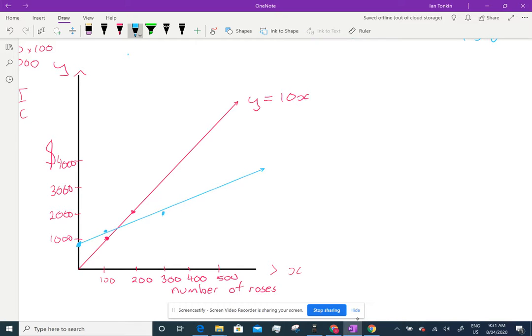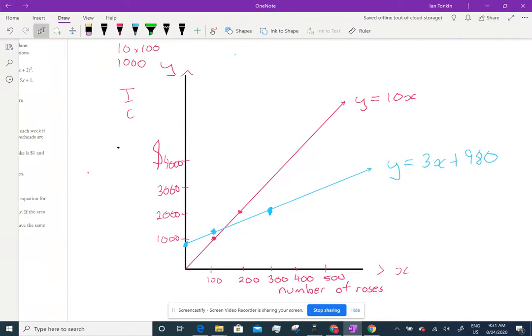And I'll just make that bigger. It's always a hint, you can always make the points bigger. Now, that's my cost, and that's y equals 3x plus 980. Now, this is the crucial bit, this bit here.